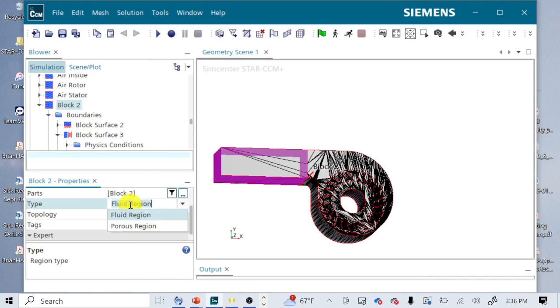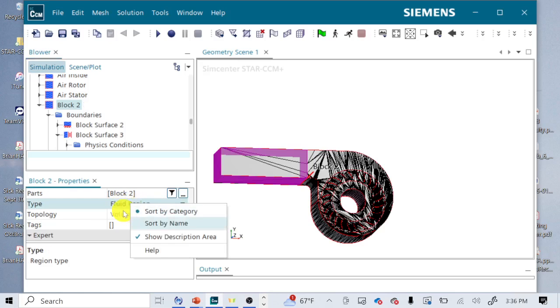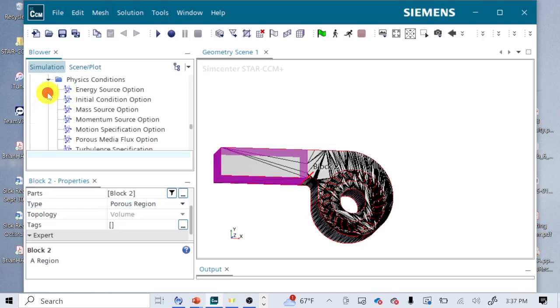But I wish I could zoom this in more, but if we select the region itself, in this case it's called block 2 because I haven't bothered to rename it. You might want to rename yours, but if you don't do too much, then it's not the end of the world if you don't. We can change it from a fluid region under the properties to a porous region. You'll see the icon change a little bit. It puts diagonal hash marks through it. A lot of the symbology in the software indicates that it's a different type of region. It's not a pure fluid region anymore.